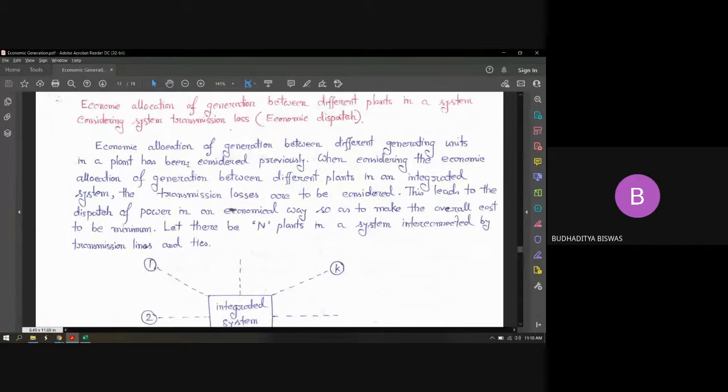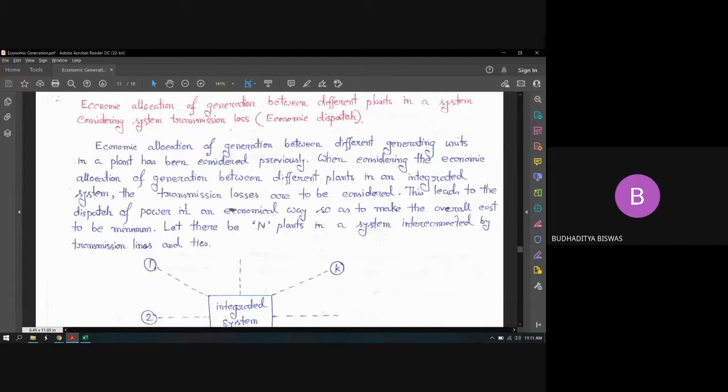Economic allocation of generation between different generating units in a plant has been considered previously. This is called economic generation. When considering the economic allocation of generation between different plants in an integrated system, the transmission losses are to be considered, because we need to send the power. When we send power, transmission losses will be there. This is a normal phenomenon, and we have to consider it.